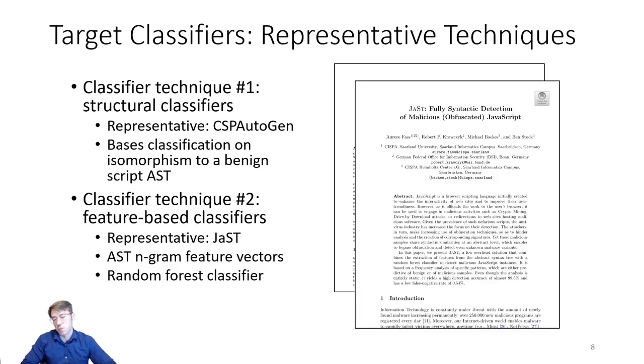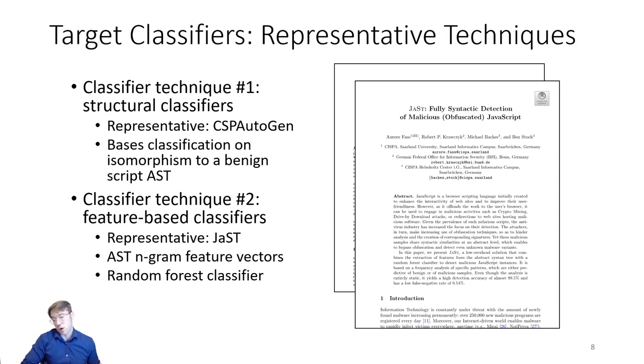The second type of classifier is feature-based. We use as our representative example a system called JAST, which extracts n-gram feature vectors from ASTs during training and uses both a benign and malicious training set, and then separates them using a random forest classifier.